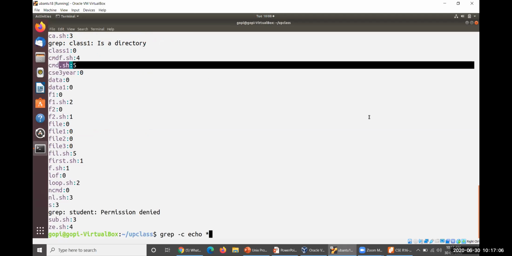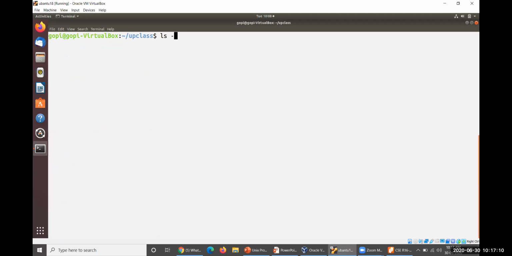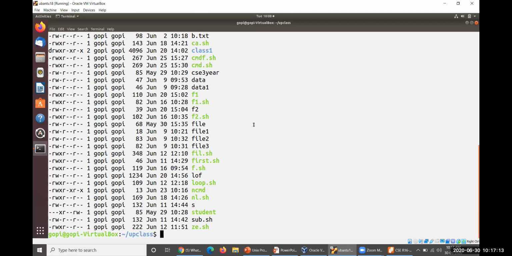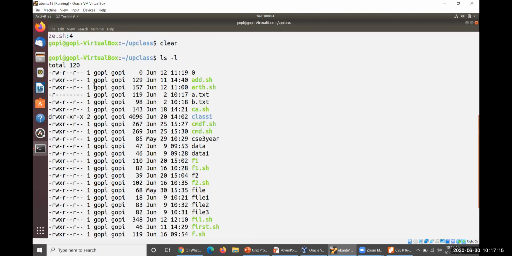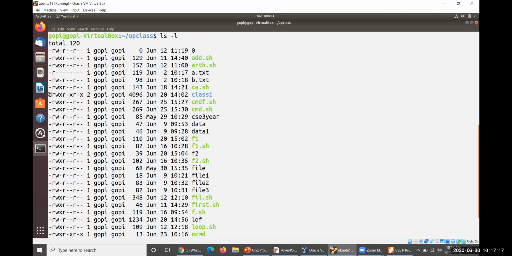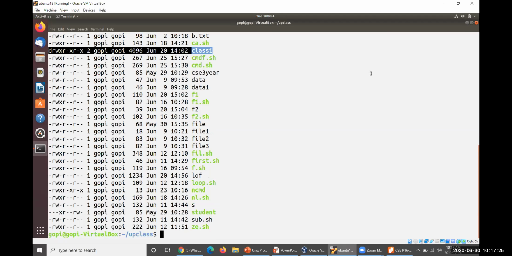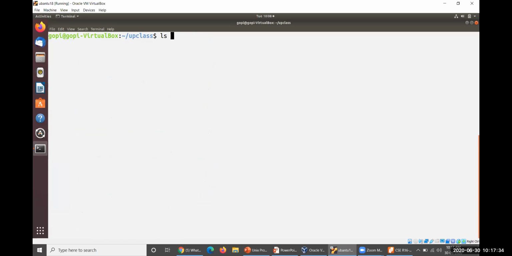Let me go ahead and talk something about anchor characters here. With ls -l, I want to display only directories. This is the only directory we have. We don't have any facility to display whether these are directories by using ls alone. So let me operate this one, ls -l, and this information can be given as input to grep.